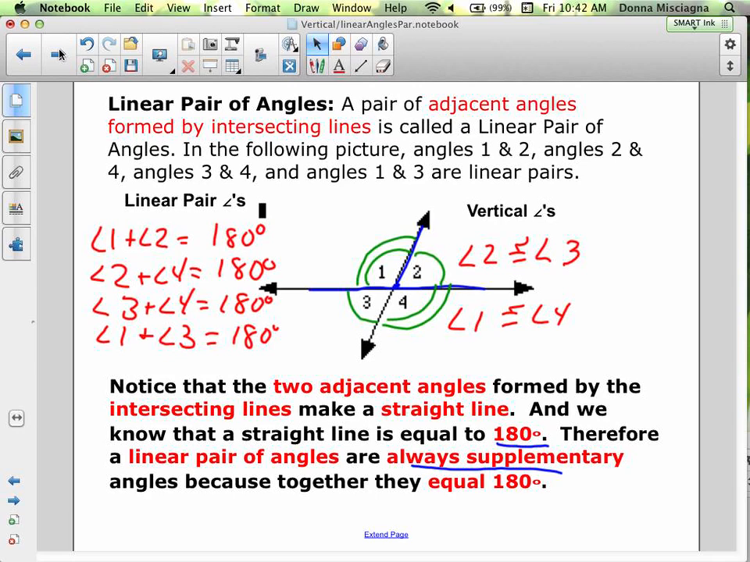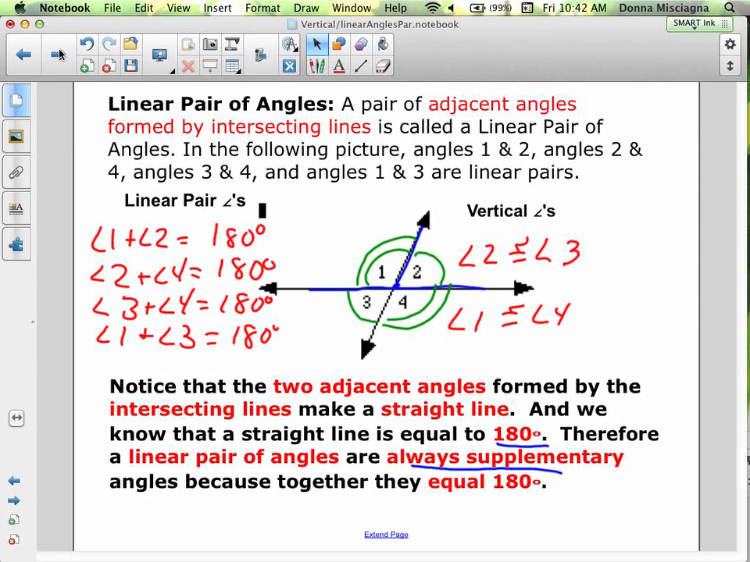And we know that a straight line is equal to 180 degrees. Therefore, a linear pair of angles are always supplementary because together they equal 180 degrees. So angle 1 plus angle 2 is 180 degrees, and angle 2 plus angle 4 is 180 degrees, and angle 3 plus angle 4 is 180 degrees, and angle 1 plus angle 3 is 180 degrees.